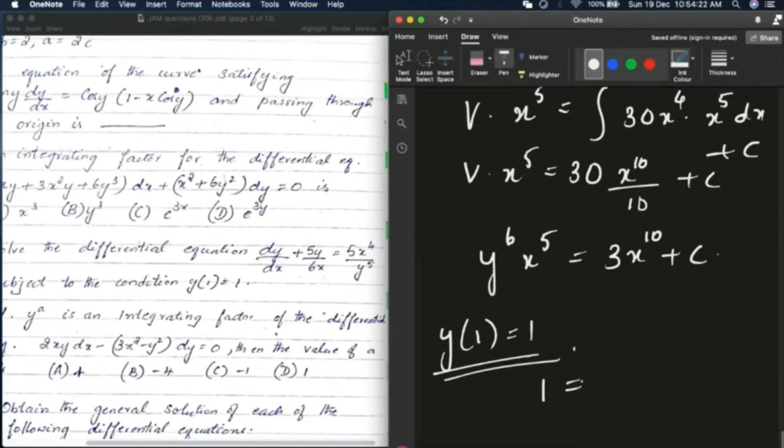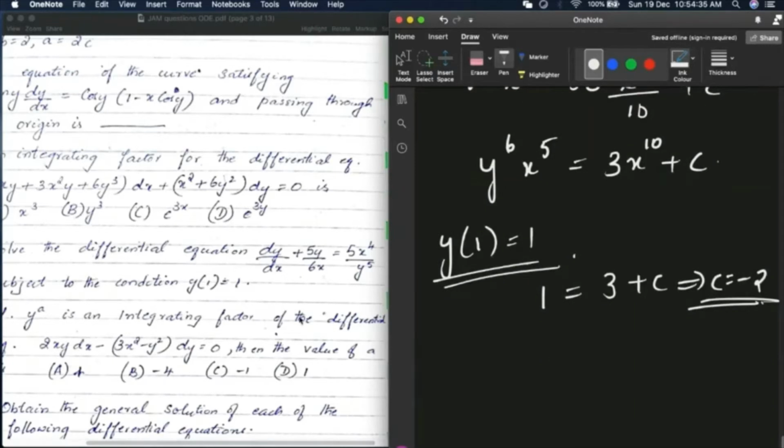C equal to minus 2. Correct. C is equal to minus 2. So I think instead of solving, the question would have been, if you have to integrate, so find the value of C. If you have to enter the numerical value, C is equal to minus 2 is your answer.